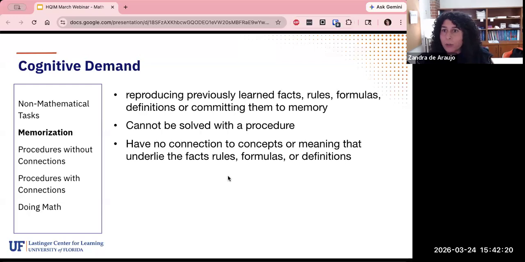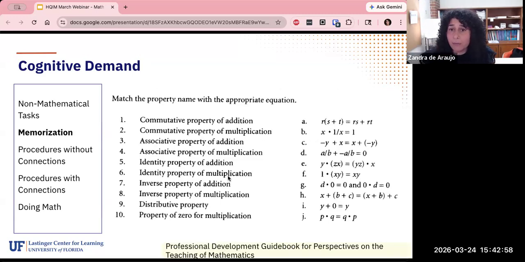Memorization tasks. The next two categories are both what we call low cognitive demand. So they don't require as much or as complex mathematical thinking. Memorization tasks are where you're just regurgitating facts. You're telling facts that you don't have to figure out. You just memorize them. That's why it's called memorization. They can be solved without a procedure, and they have no or limited connection to concepts or meanings underlying them. It's really just responding to something. So if you know your times tables really fast and you're just repeating them because they're memorized, that's a memorization level task. Something like this for a student that's already learned their properties of arithmetic.